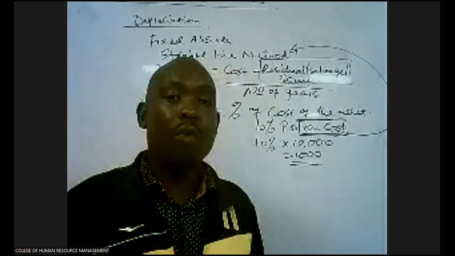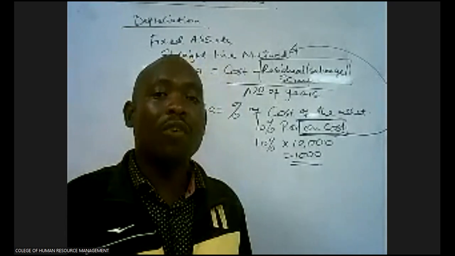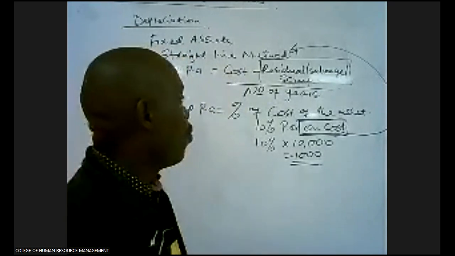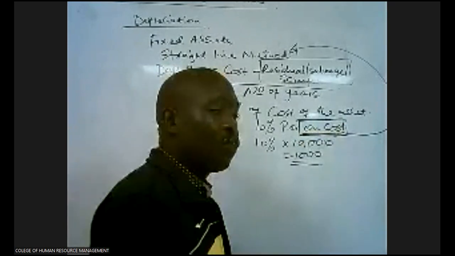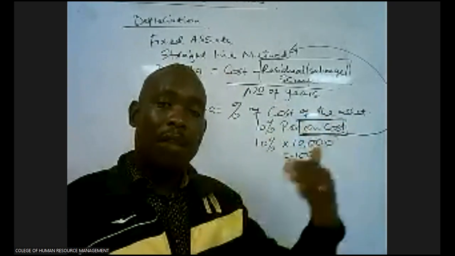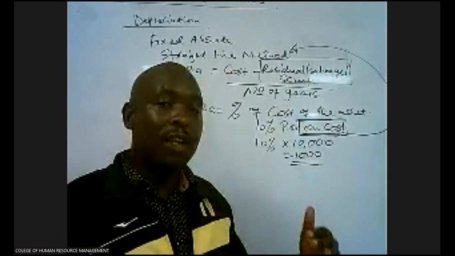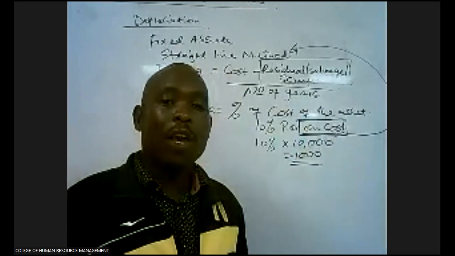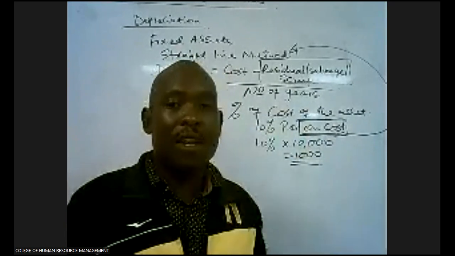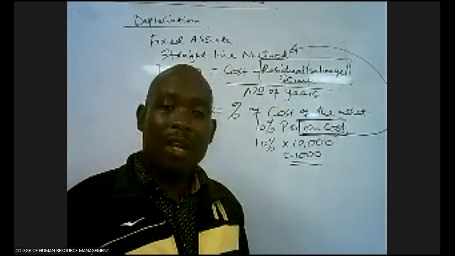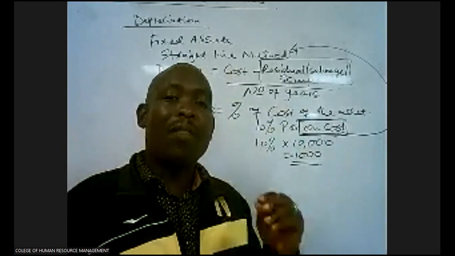So there they want to know whether you know that when it is on straight line and it is a percentage, you need to multiply by the cost. So they can give you the two scenarios. They can tell you 10% on cost, or they can tell you 10% on straight line. So whichever the case, you need to multiply by the cost.